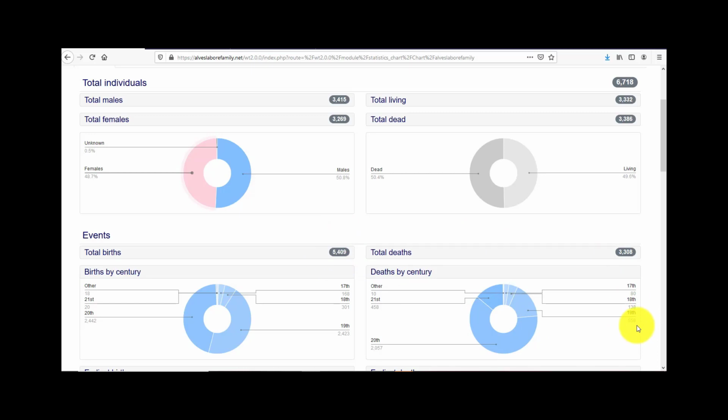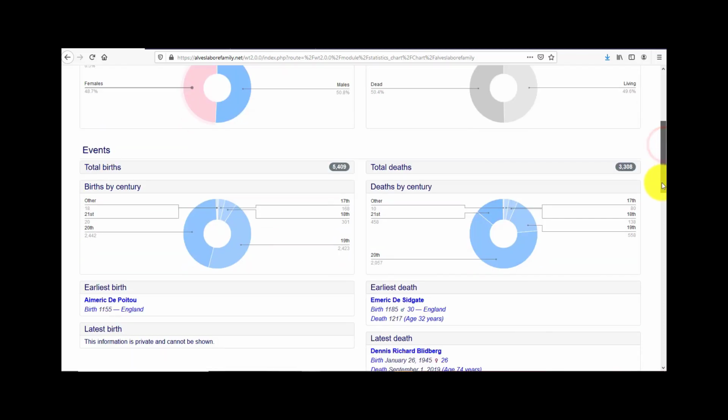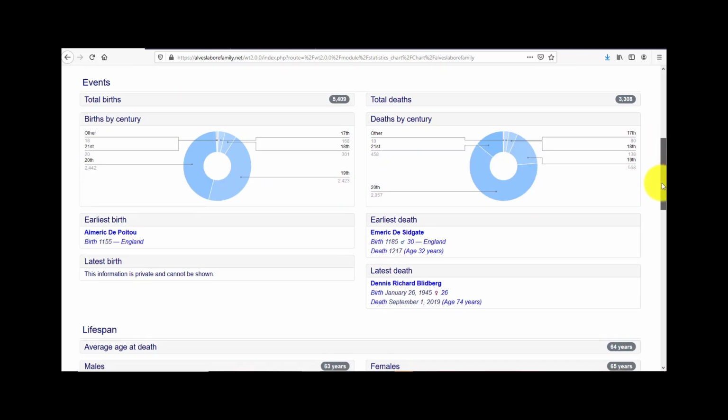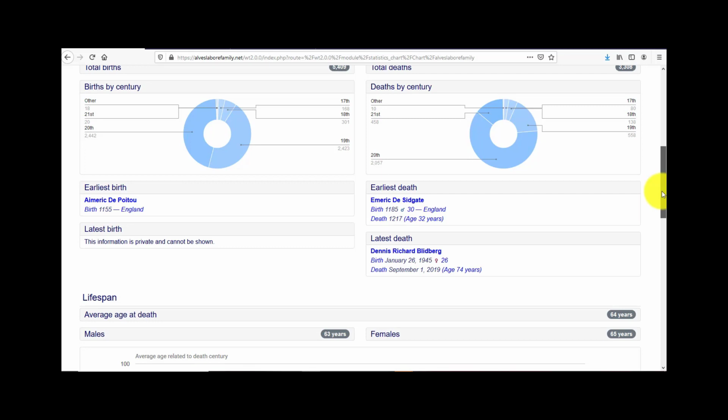In the 20th century, we had 2,400 people born. 19th century, we also had 2,400 people born. In 21st century, we only had 20. I know I'm missing a lot of births in the 21st century, so that'd be nice to fill in some more numbers there. I'm sure we have more than 20 births in our tree in the last 20 years, or I guess it's 20 years.